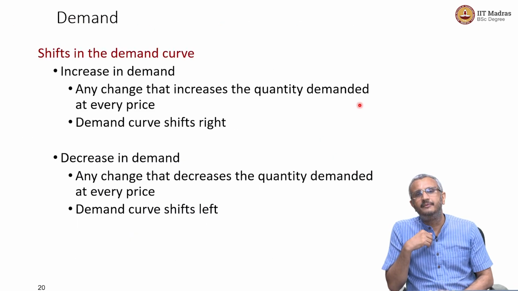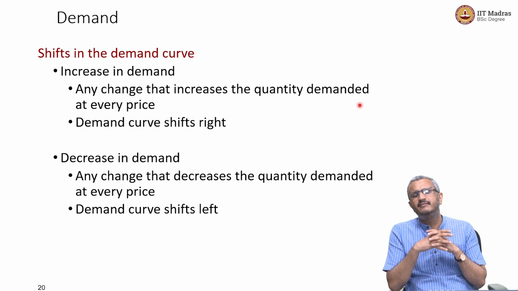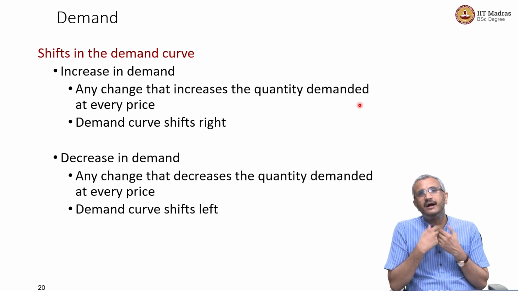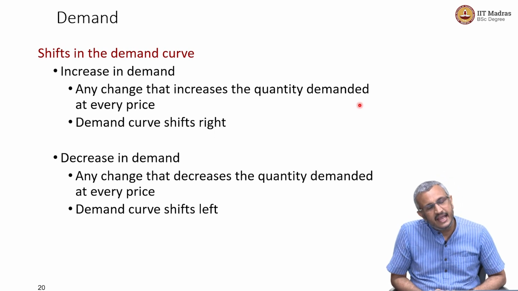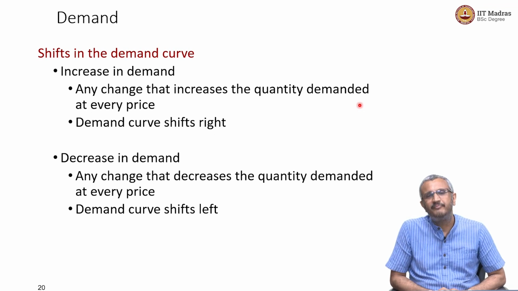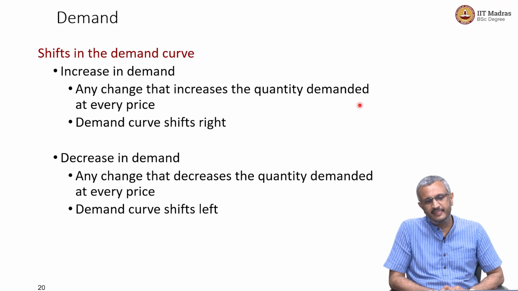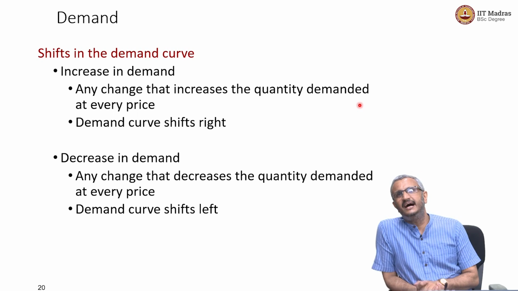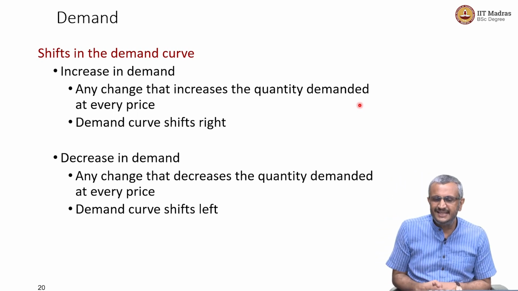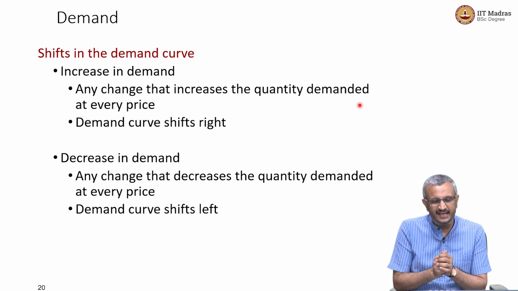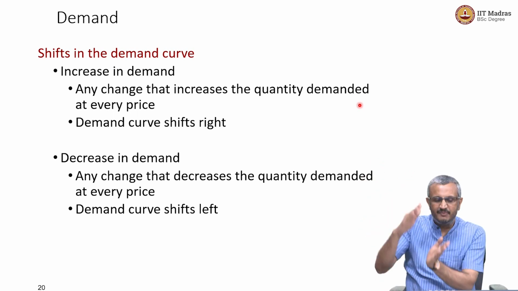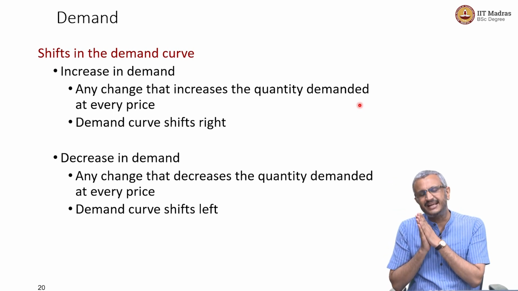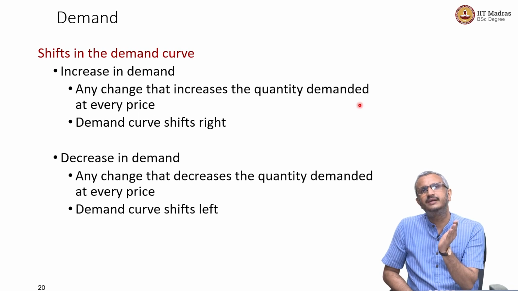Now, we know that this demand curve can have shifts. There are possibilities that the demand curve actually could shift. An increase in demand can shift the demand curve in a different way. Any change that increases the quantity demanded at every price will increase the demand, and then the demand curve will shift to the right. A decrease in demand means any change that decreases the quantity demanded at every price, which means that the demand curve shifts to the left.